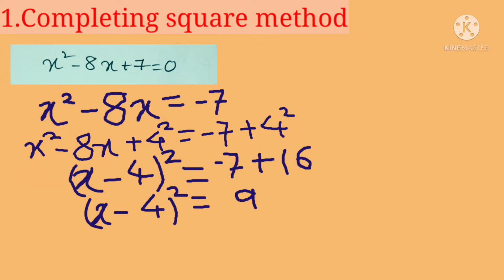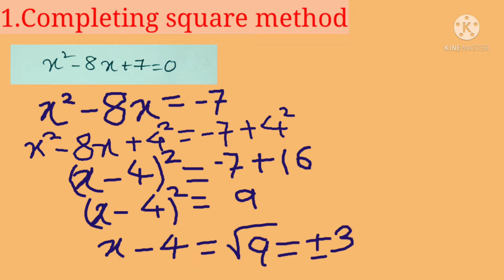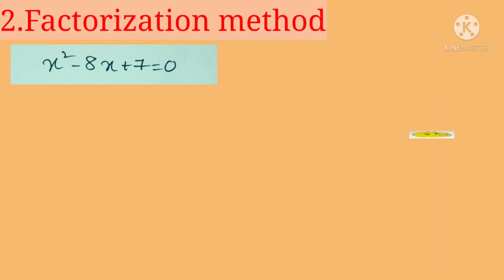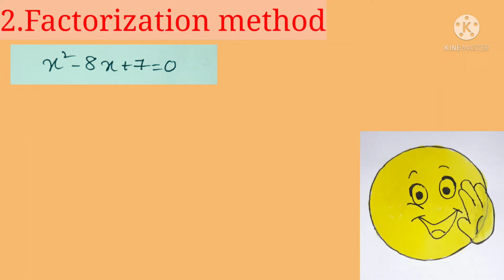If we have done it on the left hand side, then we need to do it at the RHS as well. So 4 square is added, so minus 7 plus 16 is nothing but 9, and I took the square root on both sides, so it becomes x minus 4 is equal to 3. Here, x minus 4 is equal to 3 and x minus 4 is equal to minus 3, from which I will get the two values, that is x is equal to 7 and 1. Now we have come across the completing square method.